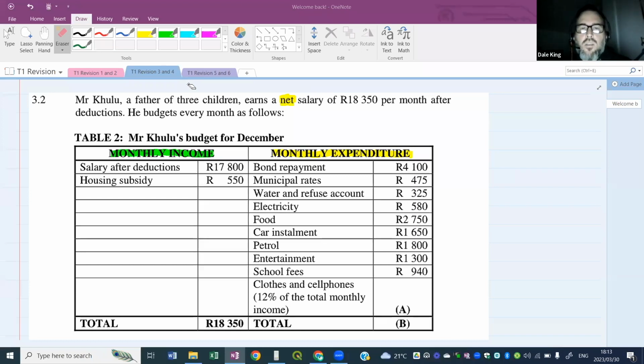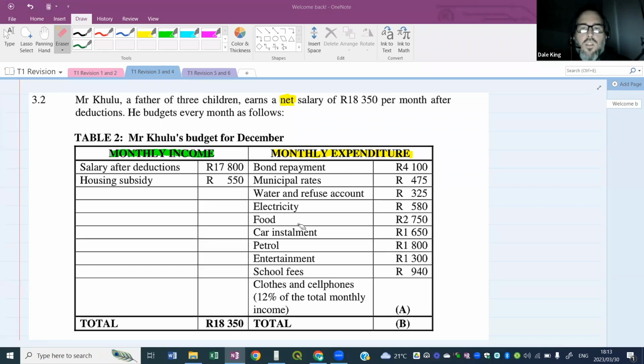All right, so rates is something that you pay when you live in a property in a municipality. That money goes to the municipality, and that's supposed to help for upkeep of the roads, municipal services, and stuff like that. Okay, so everyone has to pay rates if they own a house or property in a municipality. Then underneath that, we've got water and refuse. So this is extra on top of the rates, water and refuse, electricity.